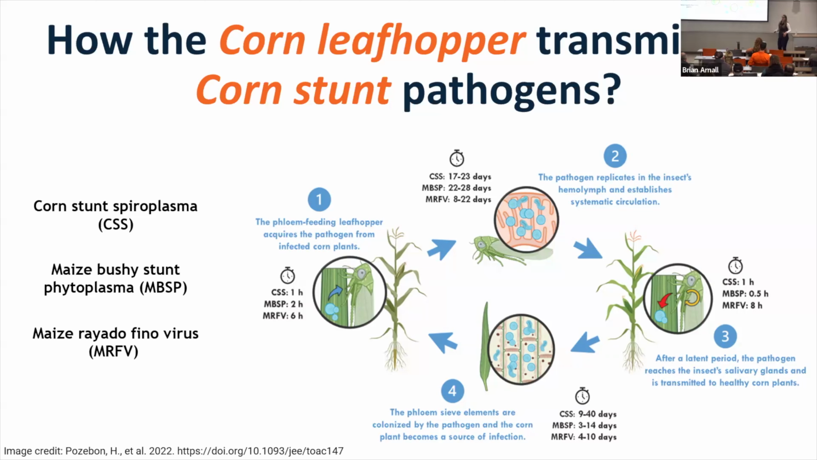So it's not right away. It's not that it's going to acquire today and transmit tomorrow. No, it needs to have some time. And then the transmission of these pathogens occurs in a shorter period of time than the acquisition. To transmit the spiroplasma, it needs 1 hour of feeding again on a healthy corn plant. For the phytoplasma, just half an hour is already enough to transmit into the phloem of the plant. And for the virus, it needs around 8 hours. So in 1 day of feeding on a plant, that plant can already be infected with those pathogens.